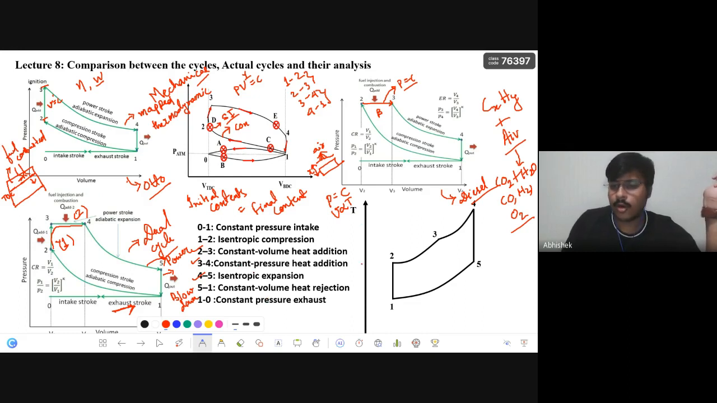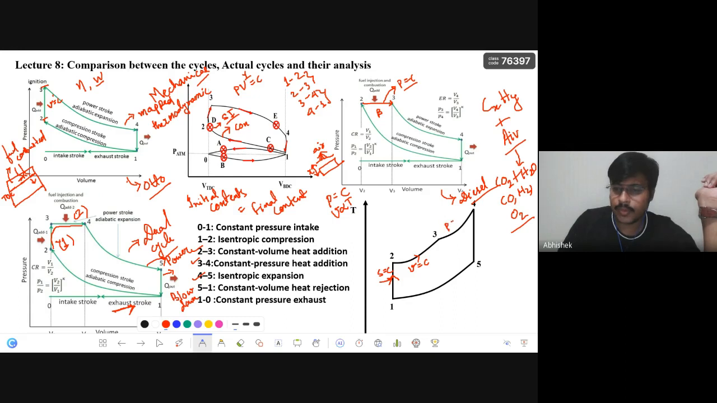So when we plot the T versus S diagram, we can see that from 1 to 2 is the isentropic compression process, so S is constant. After that, 2 to 3 is the constant volume heat addition, so it will be a curve. This is an isentropic process, the entropy is constant, delta S is equal to 0.